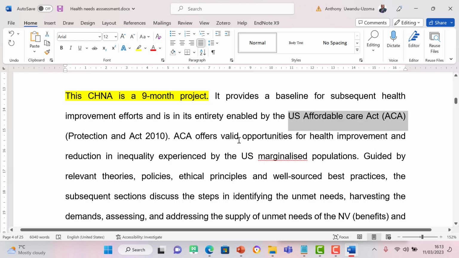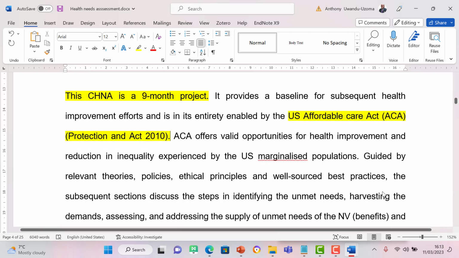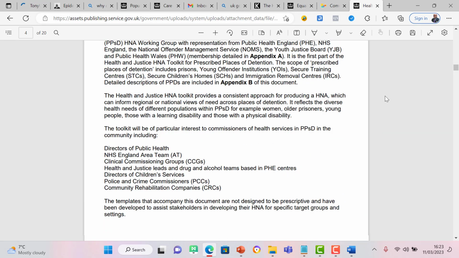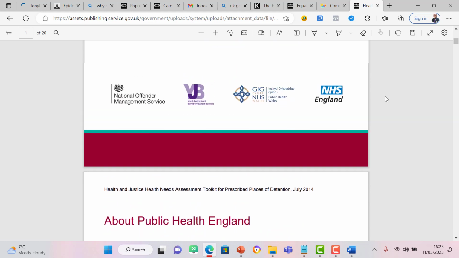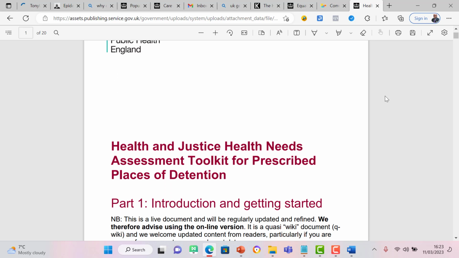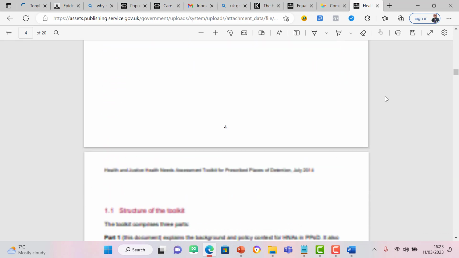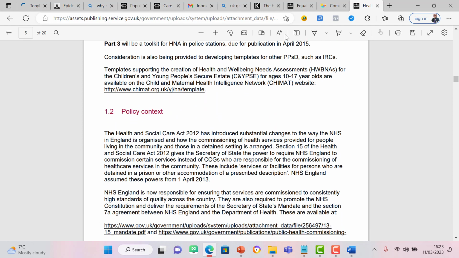I want to see the legal backing for health assessment. So, for example, in the UK, you have the Health and Social Care Act. This is a Public Health England document, okay? Health and Justice Health Needs Assessment Toolkit for prescribed places in detention. Now, I want to show you the Act that backs up the conduct of health needs assessment.